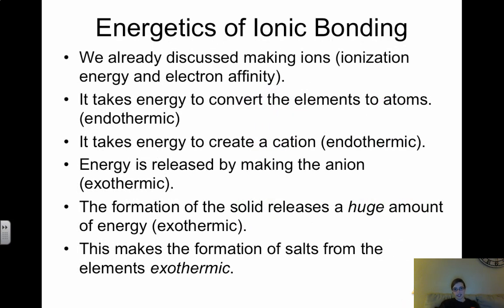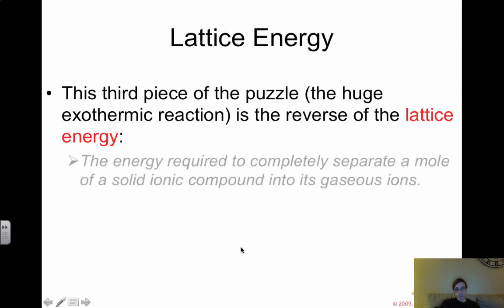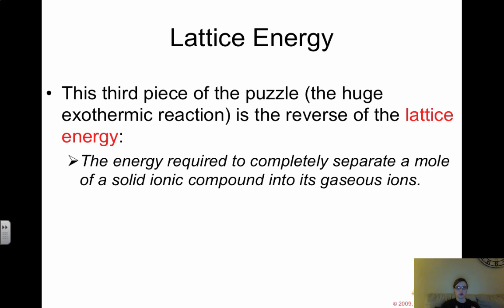This just summarizes each of those slides. We have ionization energy that is endothermic. Electron affinity is typically exothermic, but the formation of the solid is very exothermic, and we have to figure out why. This third piece of the puzzle has to do with lattice energy. Lattice energy is the energy required to completely separate 1 mole of a solid ionic compound. Essentially, lattice energy is the energy required to break a bond in an ionic compound. It's the energy required to break that ionic bond.